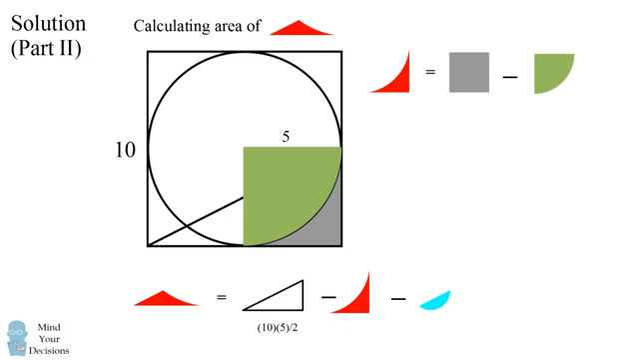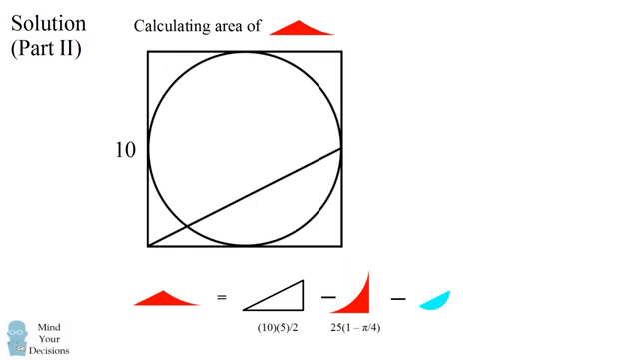This square has a side length of 5, so its area is 25. The circle has a radius of 5, so 1/4 of the circle is pi times 5 squared divided by 4. So we solve for this portion as 25 times 1 minus pi over 4. So we just have one more piece to solve for. This is the most complicated part.